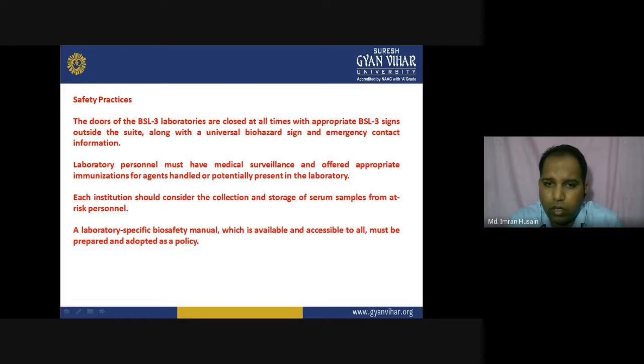Each institution should consider the collection and storage of serum samples at risk persons. A laboratory-specific biosafety manual, which is available and accessible to all, must be prepared and adopted as a policy. So every time, if new advancements are taking place, anything new or modernization is taking place, you must ensure to adopt that into the policy, and the biosafety manual should be upgraded after a particular duration of time.